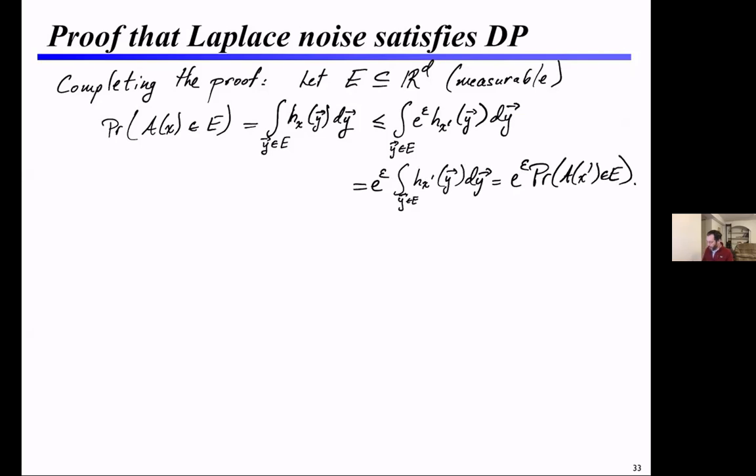So this last part is very standard. Once we've established that the densities are close point for point, we can automatically conclude that they're close for all sets E. So that proves the statement that we're trying to prove.